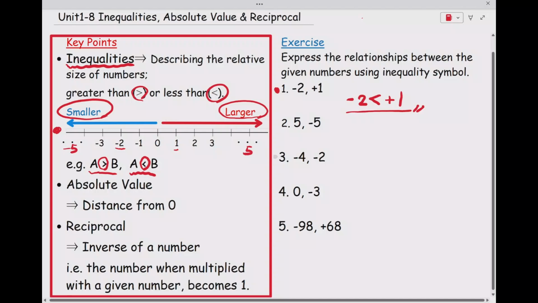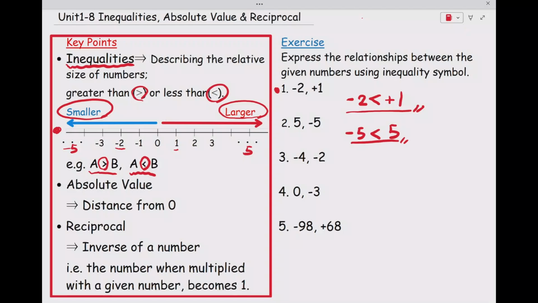So now we know that 5 is greater than -5. And when we express this in terms of an inequality, we get -5 on the closed side, and 5 on the open side like this. And it reads -5 less than 5. So far, so good. Same thing with question number 3. Now, we compare -4 and -2.